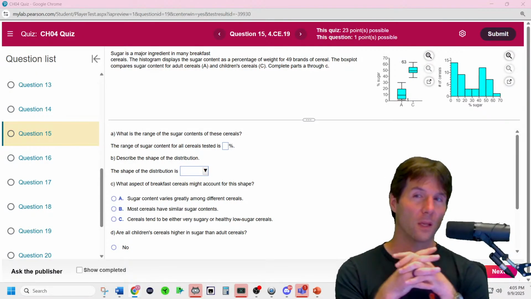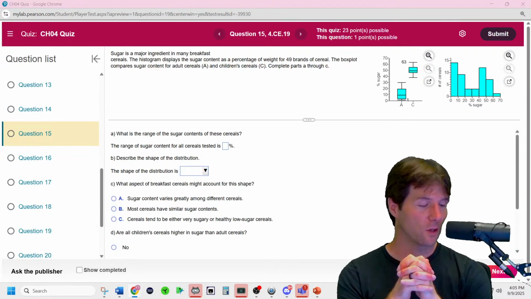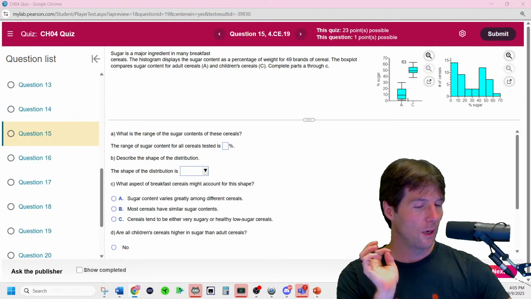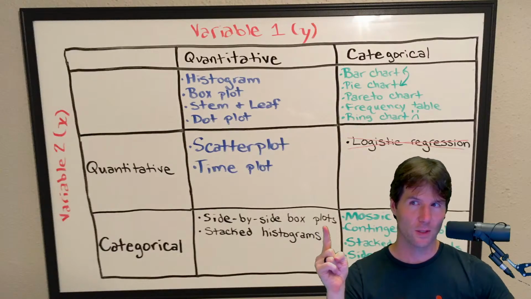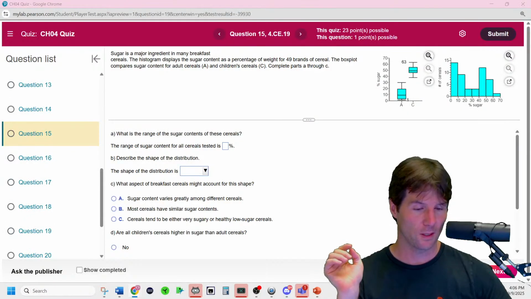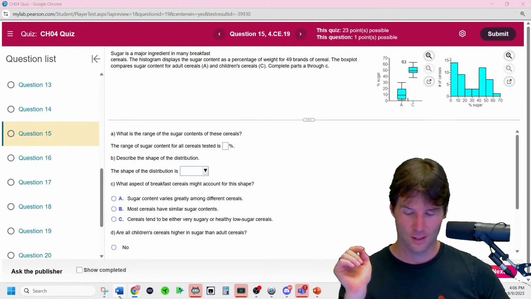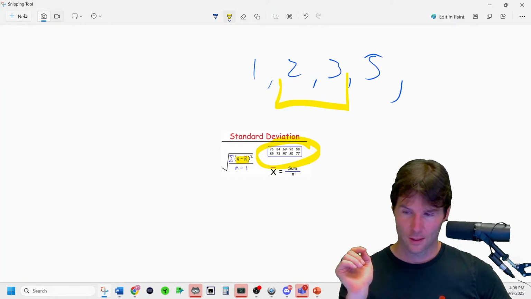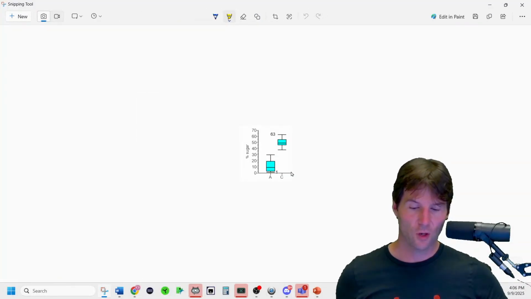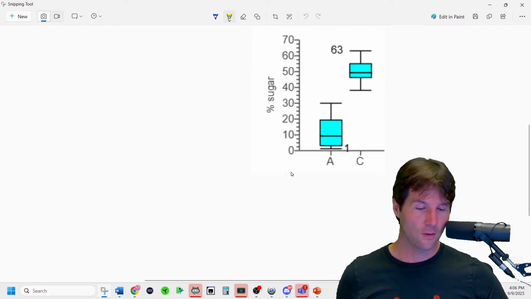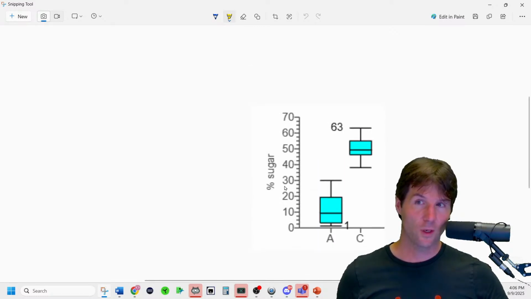Okay. So side-by-side box plots are the visualization of two variables, categorical and quantitative. You can see right here, side-by-side box plots are a quantitative y and a categorical x. Nice job, Charles. Got a bunch. We like it. You can see right here the quantitative y and the categorical x. So Charlie, what is the range of this data? They give you some numbers of reference. Here's the quantitative y and the categorical x for adult and children's cereal.